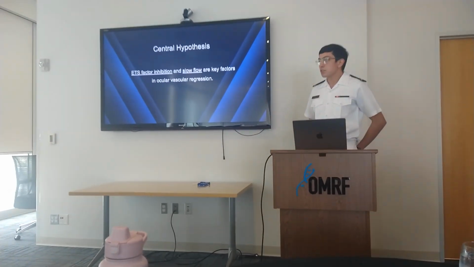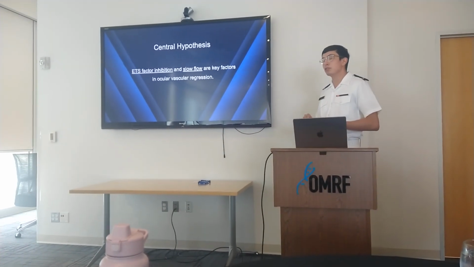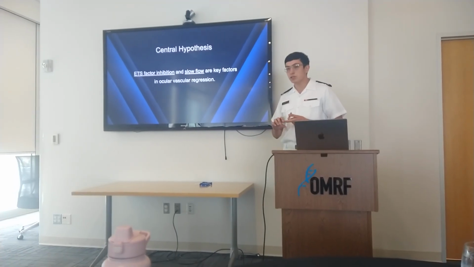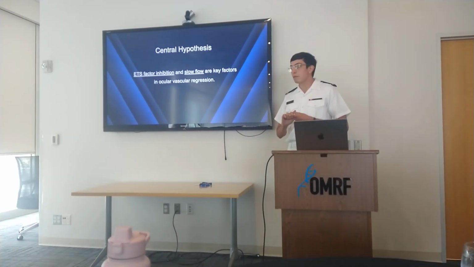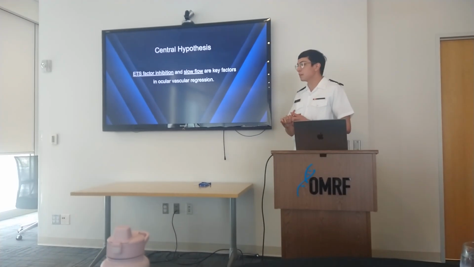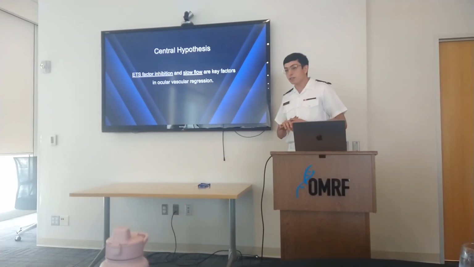From this, we developed a hypothesis that in order for blood vessel regression to occur, you need 2 things. First, ETS transcription factor downregulation, specifically ERG and FLI1, and slow flow.